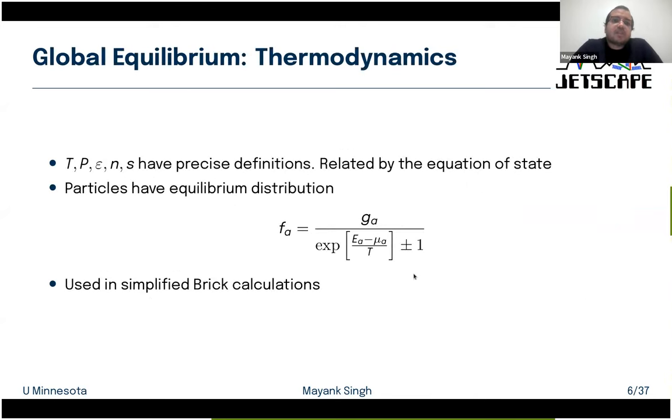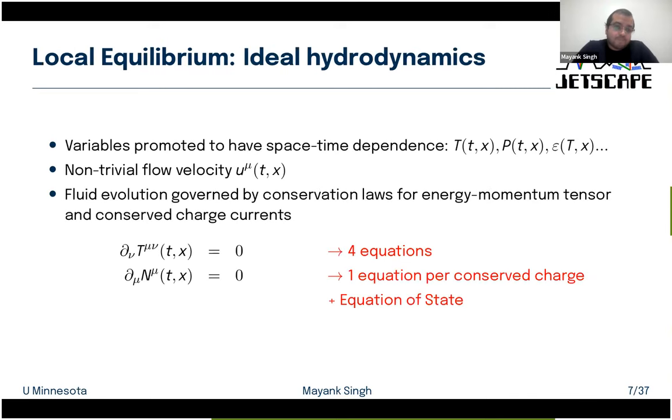So let's begin with what's called a system at global equilibrium. In this case, thermodynamic quantities like temperature, pressure, energy density, charge density, entropy density have precise definitions. These quantities are defined at equilibrium. This is the world of thermodynamics. And these quantities are related to each other by the equation of state, and the specific equation of state depends on the particular nature of the system, the microscopic interactions inside it.